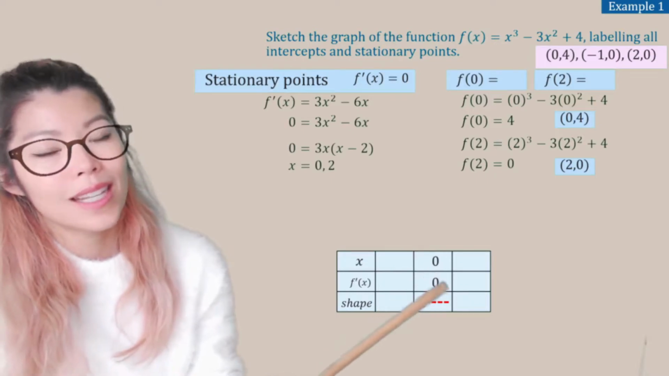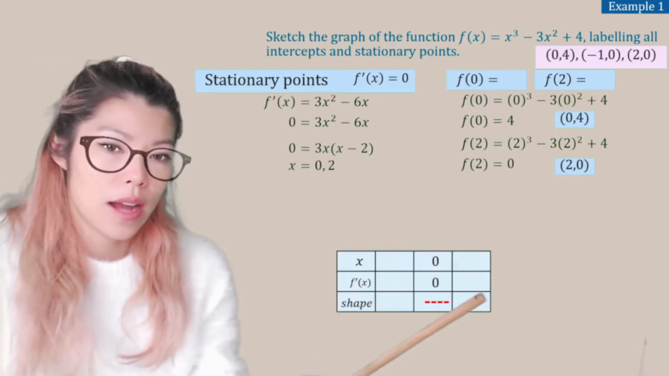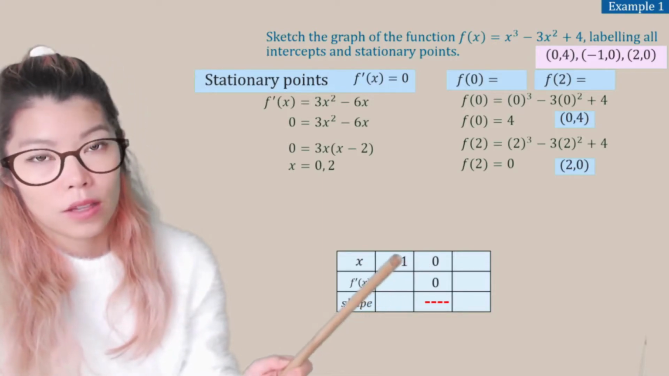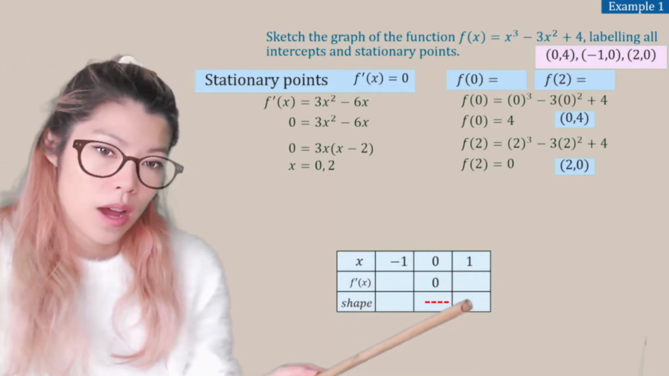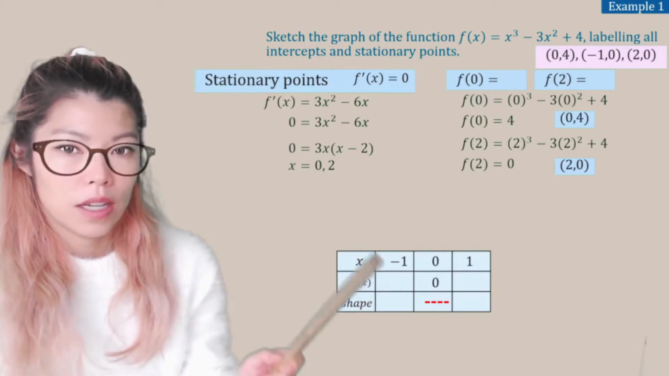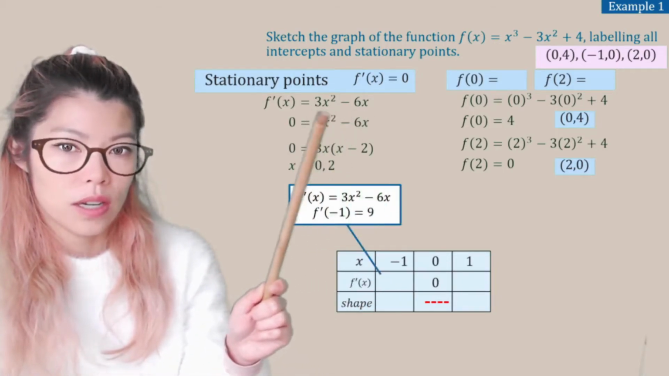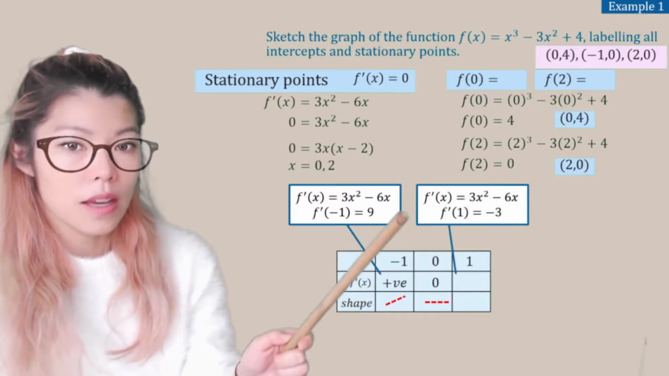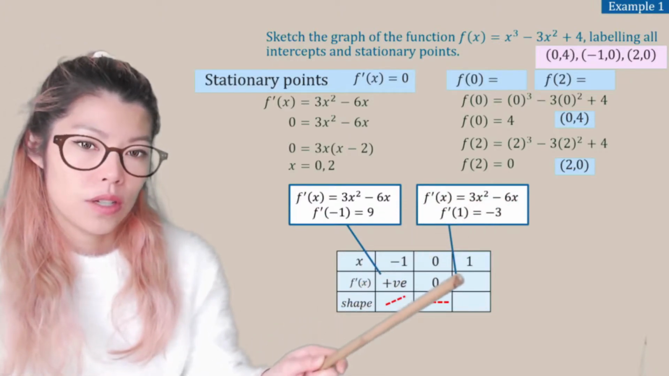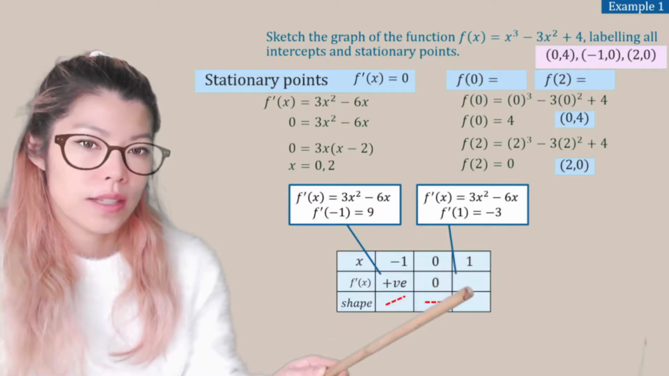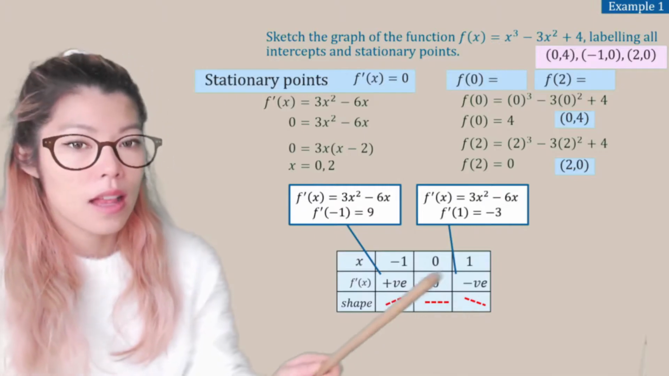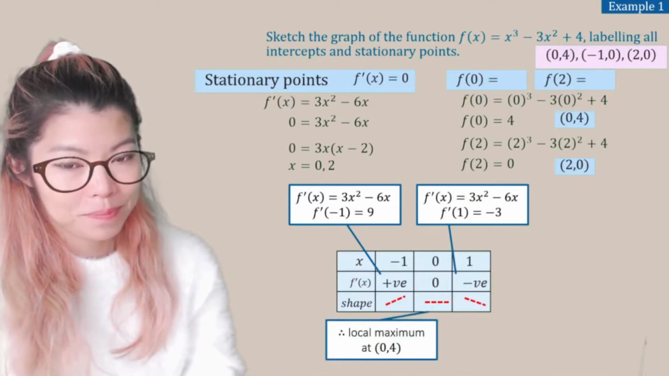Then we're going to go slightly to the left and slightly to the right and see what it looks like. So slightly to the left could be any value like -1, and slightly to the right could be 1. Now we find the gradient of -1. So using the gradient equation, -1 gives us 9, which is positive. And using the gradient equation to find what the gradient is at 1, we can see that the gradient right after is negative. So we can see that it's a local maximum.